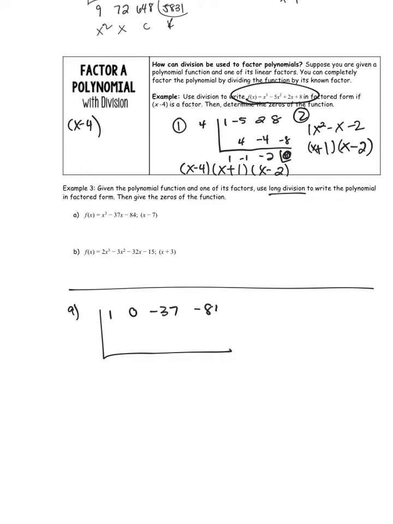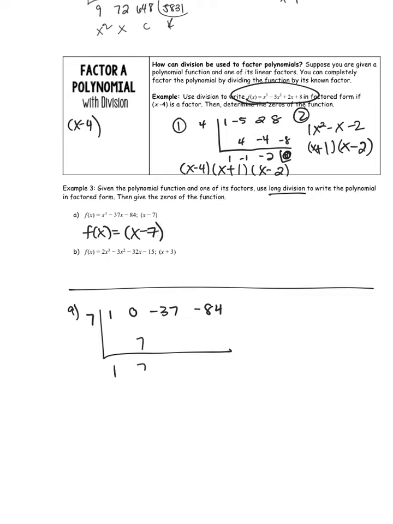So they want us to use long division. I really don't care. We can use long or synthetic. Synthetic's actually easier. So I'm going to do A first. So 1, 0, negative 37, negative 84. We already know 7 is a factor, so we know this factor form is going to start with x minus 7.